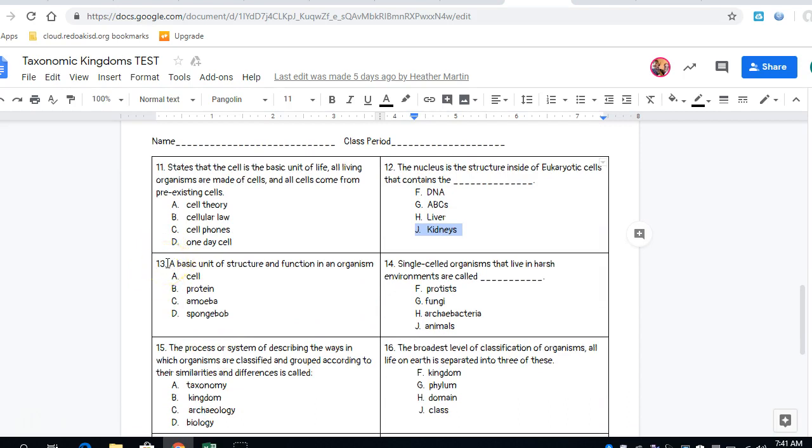Number 13. A basic unit of structure and function in an organism is it A, a cell, B, a protein, C, an amoeba, or D, SpongeBob?